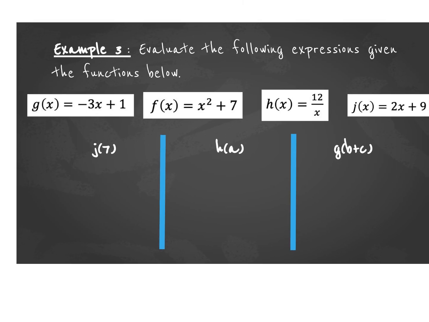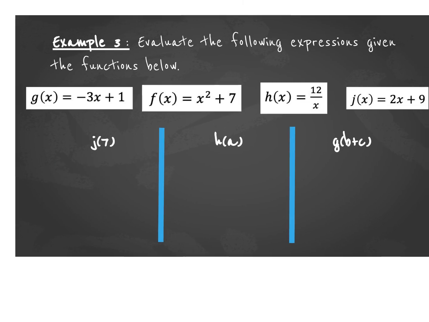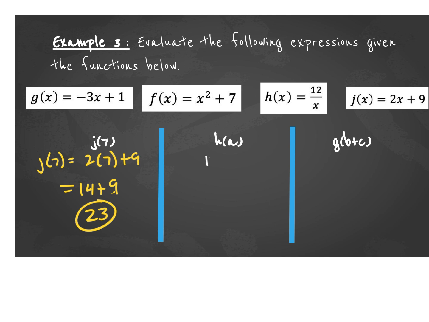So the j of 7, we're going to literally put 7 in there where x is. So 2 times 7 plus 9. I don't know why I put 2. I'm getting ahead of myself. Don't do that. 23 should be my answer. Now, h of a means I'm going to put a in for 12, and that is as far as I go. That's an a, not a 9, by the way.